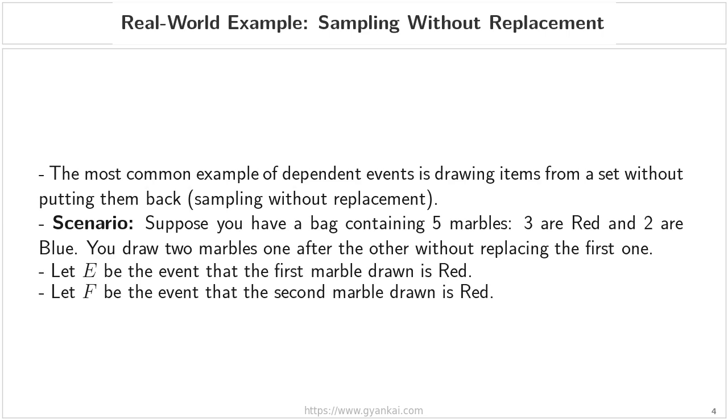To analyze this using the notation we saw on the previous slide, let's define our 2 events. We will let E represent the event where the first marble drawn is red. Then, we will let F represent the event where the second marble drawn is also red. As we move into the next slide, we are going to calculate exactly how the first draw changes the probabilities for the second draw.